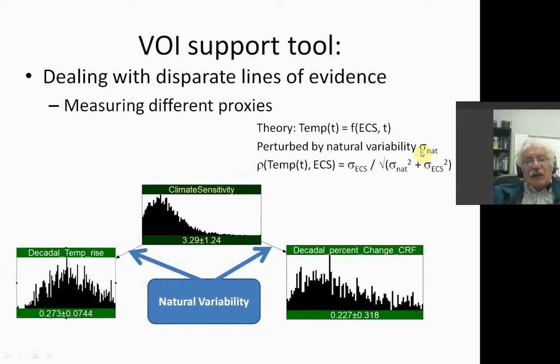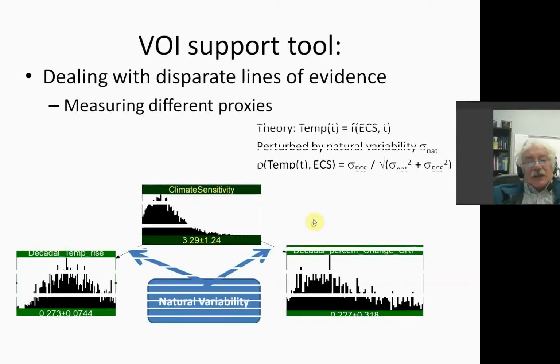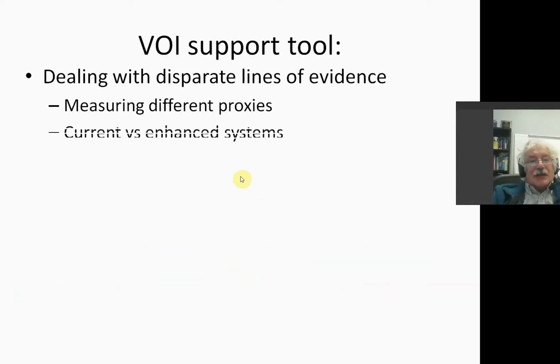And because of that, we can represent the relationship between temperature at time t and ECS as a correlation, which is computed with this simple formula, which I'm not going to explain further here, but just to point out that we can quantify the effect of natural variability and use that to express the strength of the relationship here between climate sensitivity and these proxy variables. So that's something that's good to realize.